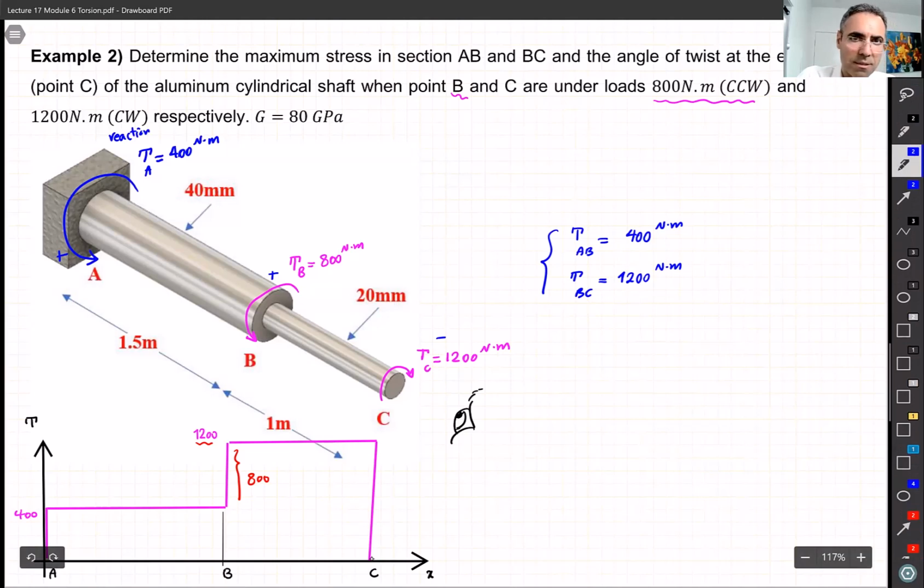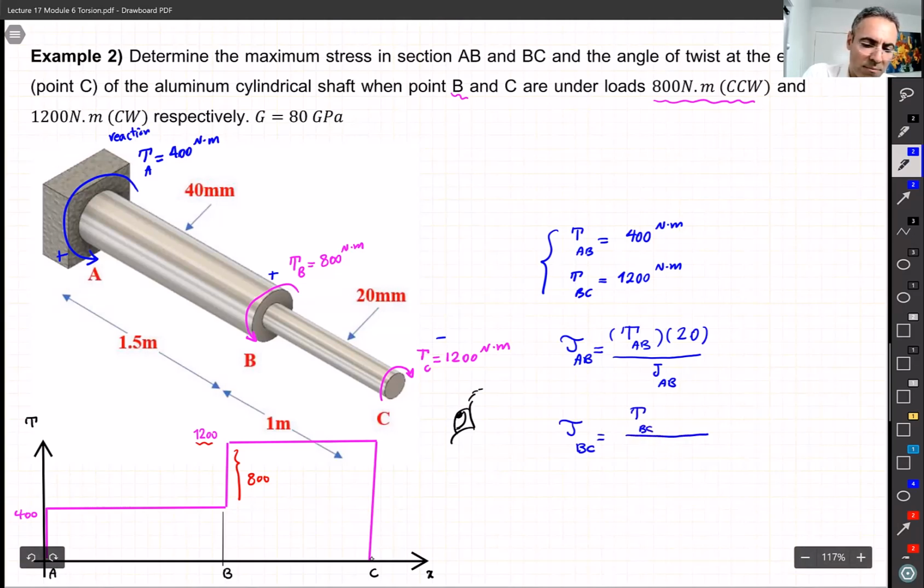The rest is just substituting some numbers. If you want tau, the stress from A to B, you need T_AB, radius of AB, which you know is 20 millimeters, and J from A to B. All right. If you want the stress in portion BC, you need the torque from B to C, its radius, which is 10 millimeters, and then J for this section BC, right?